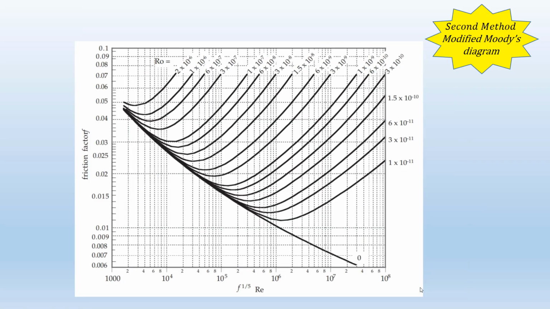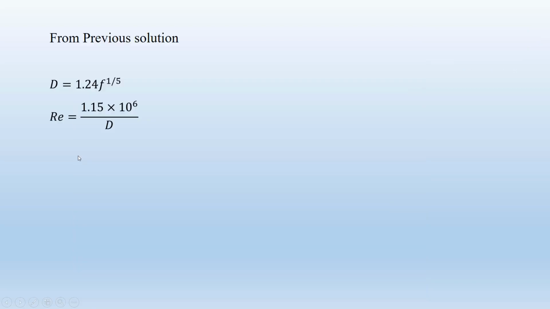Also, this is the value for the friction factor. Now, the second method, guys: you can use the modified Moody's diagram. You can use this product versus the roughness number to find the friction factor. Let's solve this problem by using this method. From the previous section, you saw that there is a relationship between diameter and friction factor, correct?